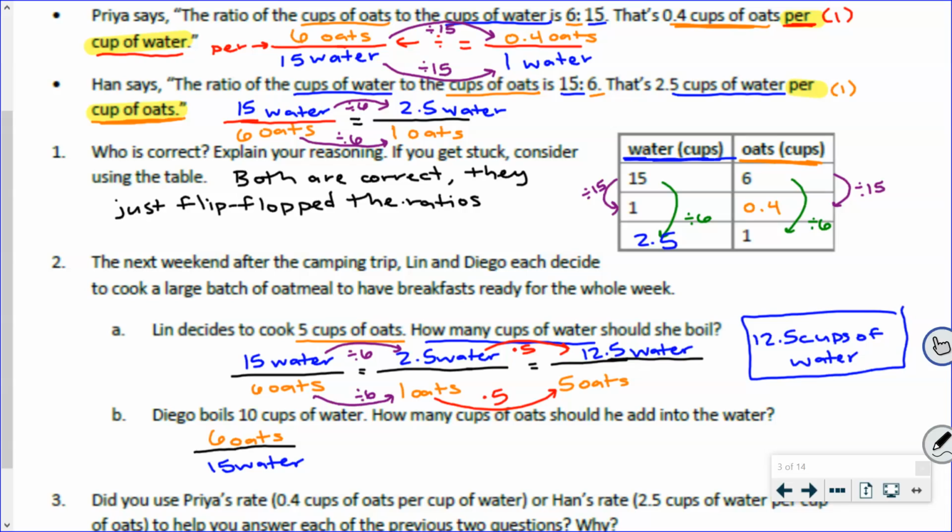And now it says Diego boils 10 cups of water. How many cups of oats should he add into the water? So again, what I'm doing is I'm trying to change this 15 cups of water into 10 cups of water. We don't know how many oats, so that's the information that I'm trying to find. It belongs up here. I don't know it yet.